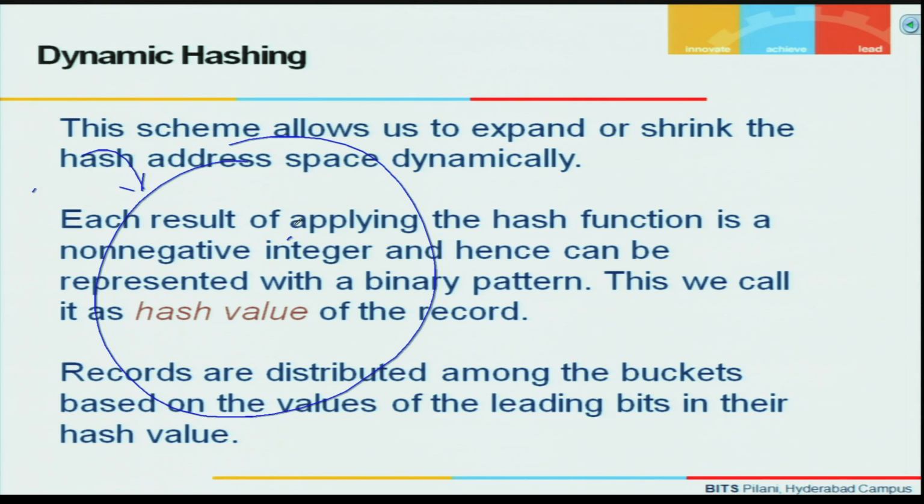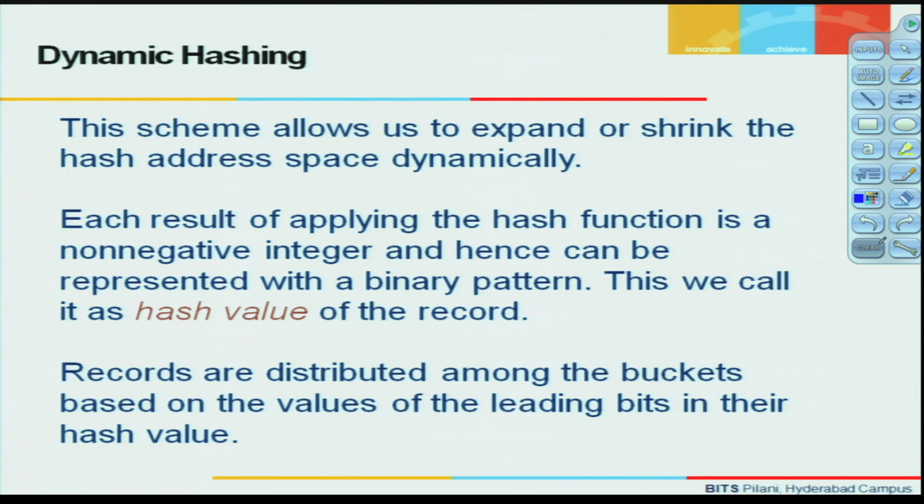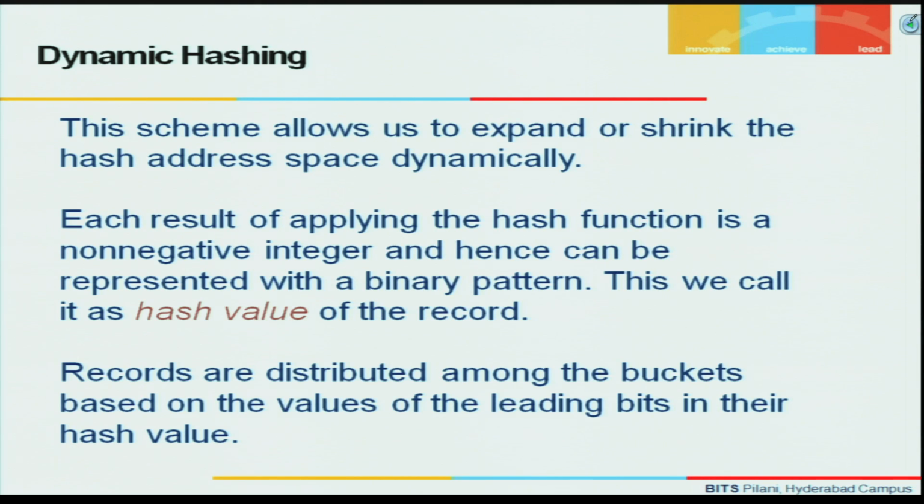That is, the address space is fixed, hence I cannot allocate more original buckets for the file, and whenever the size of the file grows, it results in more chaining, which defeats the purpose. And to overcome that, dynamic hashing has been introduced. This scheme allows us to expand or shrink the hash address space dynamically. That is, the hash address space can be expanded or reduced depending on the requirement.